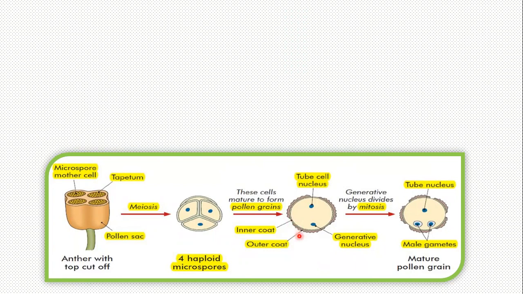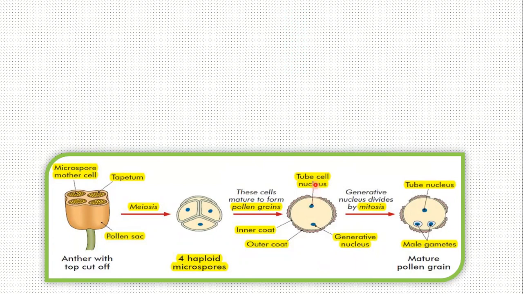This is, by the way, the structure of the microspore. So these cells mature to form pollen grains, then tube cells and a new generative nucleus. This pollen grain has two nuclei, developed through mitosis. It has just one nucleus in it at first, and later on it will produce two nuclei through mitosis.